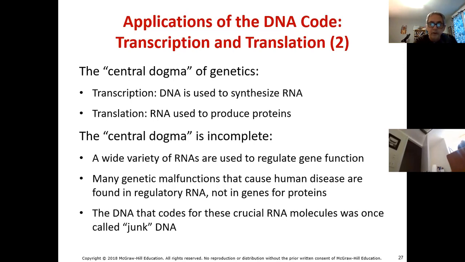The DNA that codes for these crucial RNA was once called junk DNA because people didn't seem to think it had any function. Traditionally, the RNAs that we know about are the transfer RNA, the ribosomal RNA, and the transfer and the message RNA.